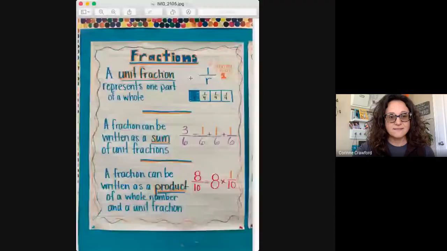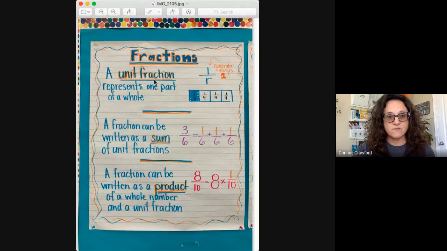The first was we talked about a unit fraction. So let me see if this rings a bell. Take a look at this. It's our poster from class. So remember, a unit fraction represents one part of a whole. So if we were talking about fourths, 1/4 is a unit fraction. So remember, the magic is the numerator of a unit fraction is always 1, okay?